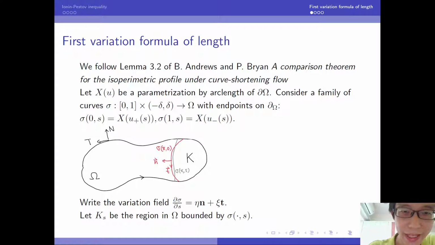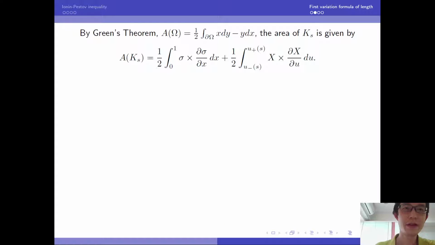And we denote by K the region in omega bounded by sigma. So we will assume that the variation preserves the enclosed area. Therefore, the area of K sub s should be constant along the variation. So we can compute the area by line integral, okay, using Green's theorem. So the area of K sub s is given by this.